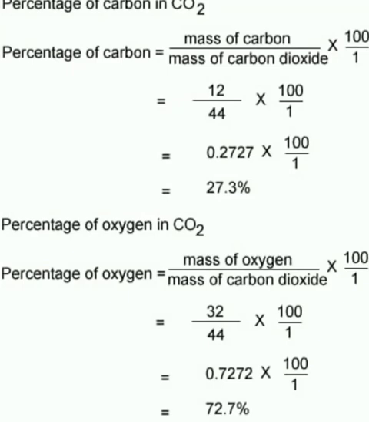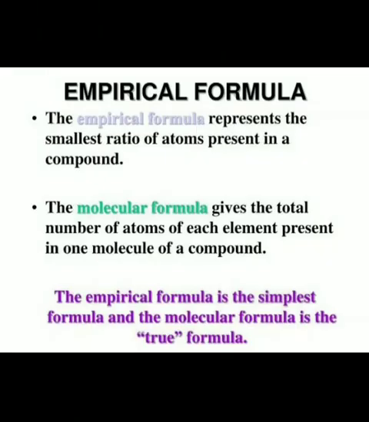So next topic is empirical formula and molecular formula. First we discuss what is empirical formula and molecular formula. Here you remember, empirical formula means the simplest way, the shortest form, and molecular formula means the true formula, that means it has the actual number of elements. So what is empirical formula? Empirical formula represents the smallest ratio of atoms present in a compound, that means the smallest ratio.